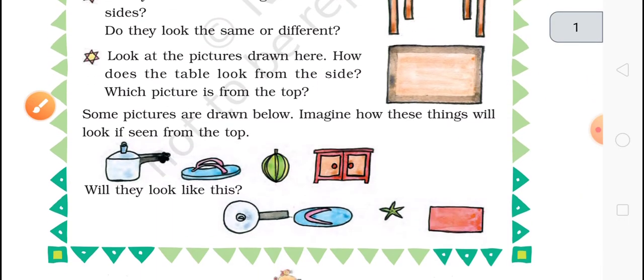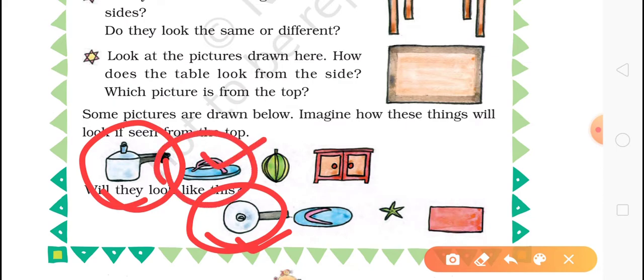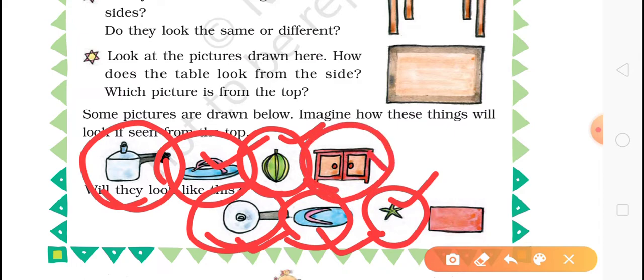Next, some pictures are drawn below. Imagine how these things will look if seen from the top. So this is a pressure cooker. If you see the top view of the pressure cooker, it will look exactly like this. If you see the slipper, this is the side view and this is the top view. In the same way, this is the side view and this is the top view. Same, the view of this table from the side looks like this, and from the top it looks like this.